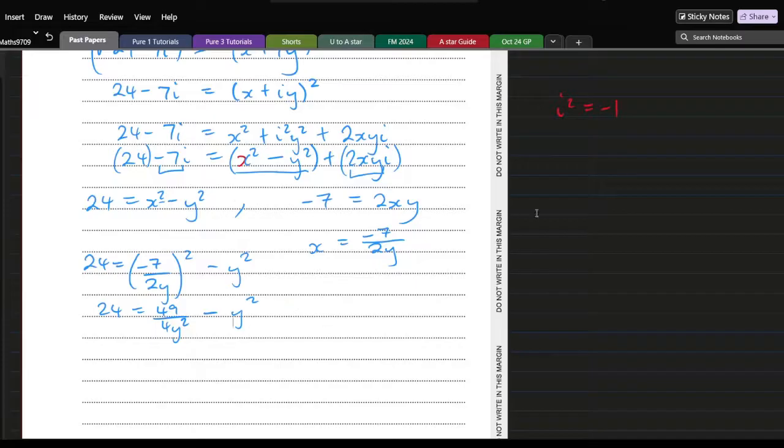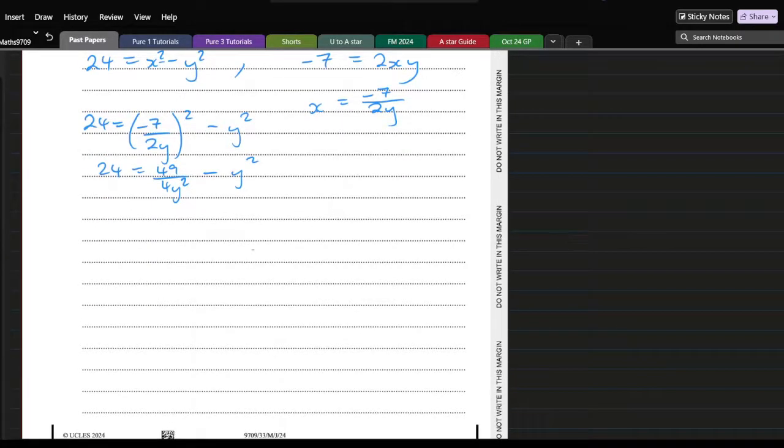Alright, so let's get rid of our denominator 4y squared by multiplying through by 4y squared. So this becomes 24 times 4y squared is equal to 49 minus, that's being multiplied by 4y squared, so that becomes 4y to the 4. And on the left we've got 24 times 4, which is 96. So what we have is 96y squared is equal to 49 minus 4y to the 4. Let's put all the terms on one side. So we've got 4y to the 4 plus 96y squared minus 49, and this is equal to 0.